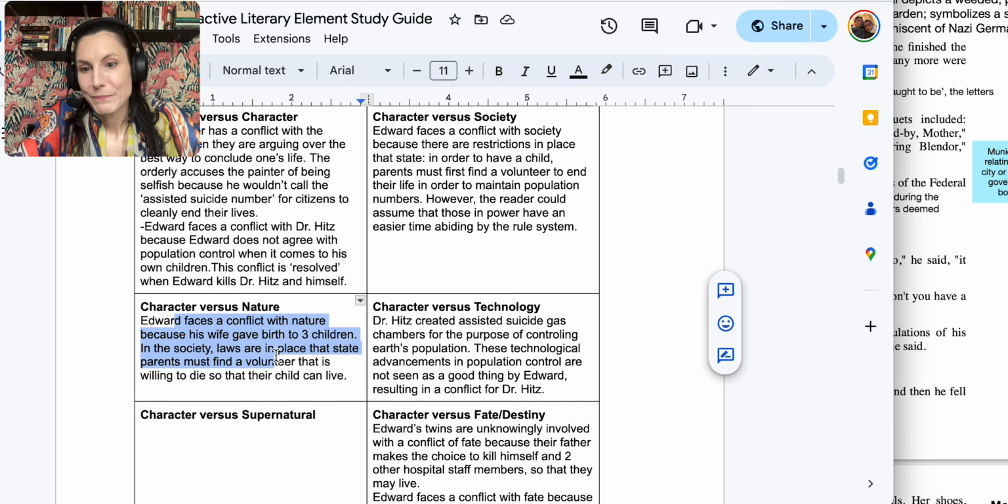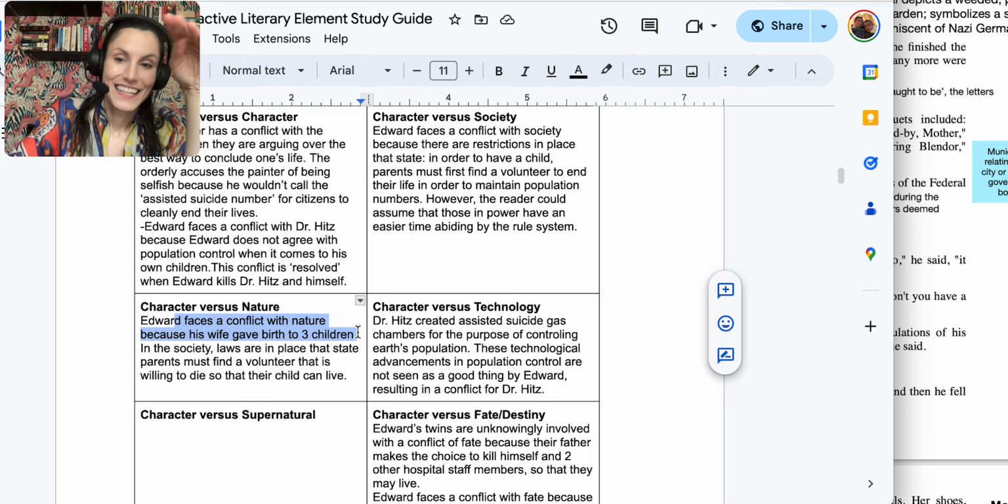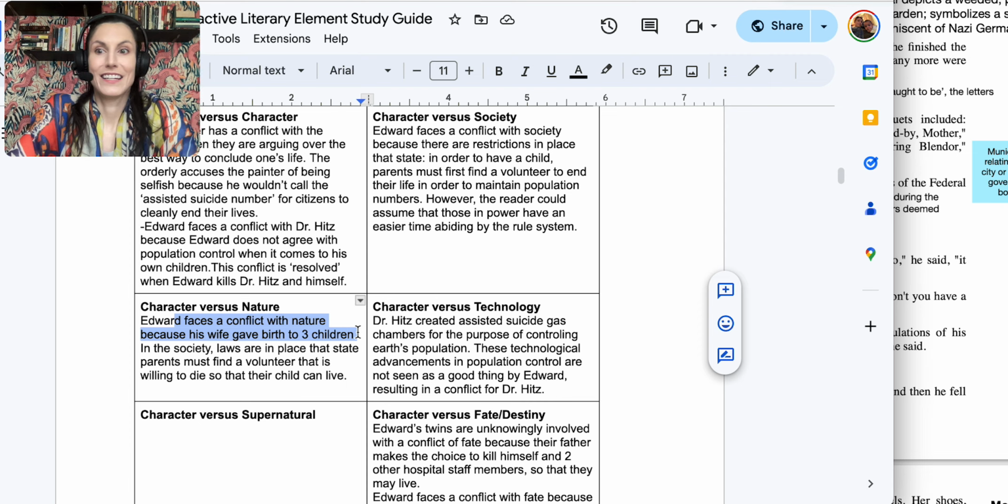Character versus nature. If Edward's wife didn't have triplets, he wouldn't have even had this problem. So you could say that nature caused Edward and his wife's conflict. It's totally a natural occurrence if a woman is pregnant with one child, two, three, four. So we could say that was an issue, a conflict with nature.